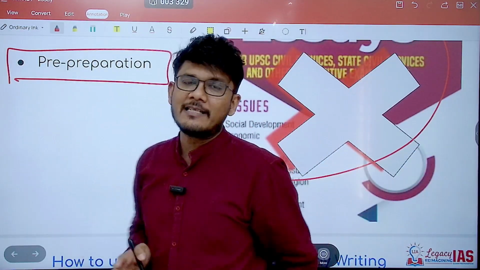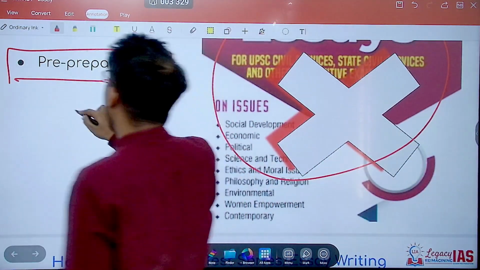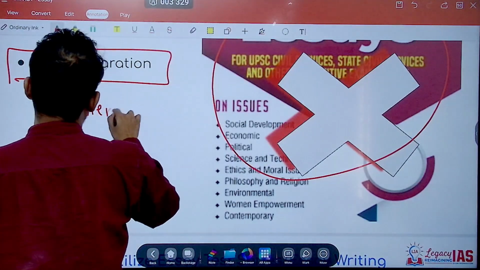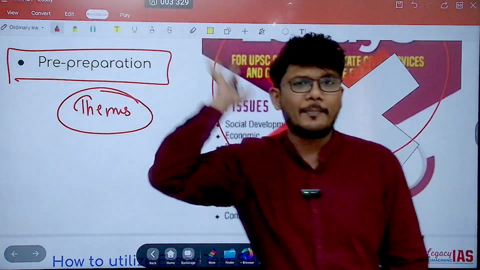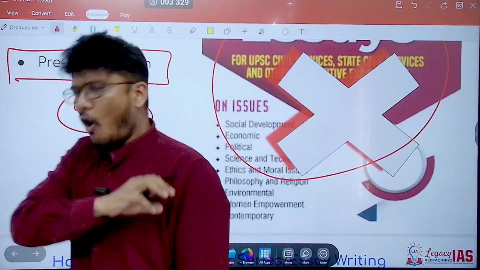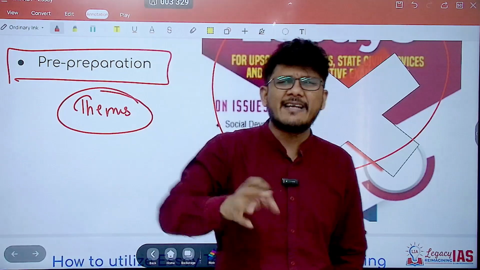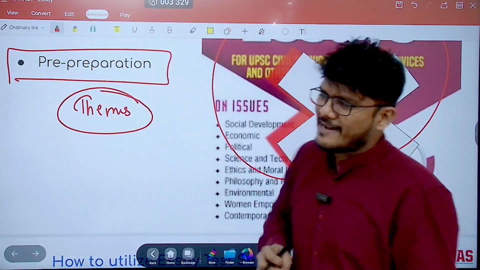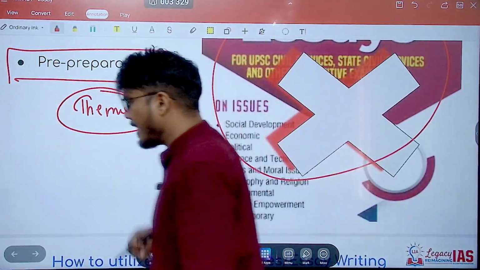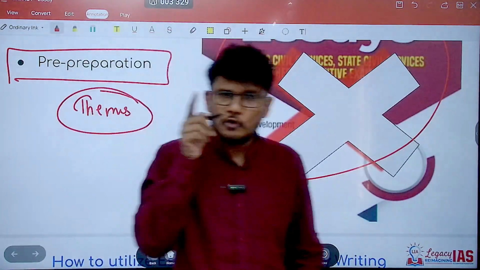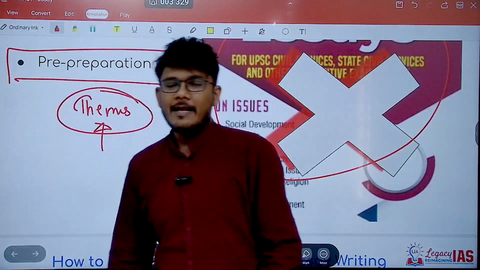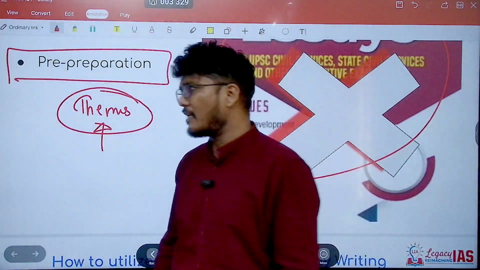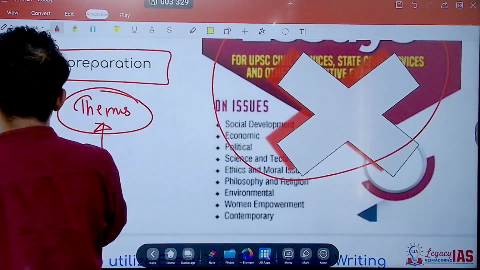So going forward in the session, I'm going to tell you what all the themes are on which UPSC has asked essays in the last 30 plus years. So we have gathered all the themes. There are, I think, around 19-20 themes. UPSC has stuck to these themes only, and essays have been asked on them. So you should be ready with a few things with respect to those themes. Let's say we take one theme, for example, gender equality.